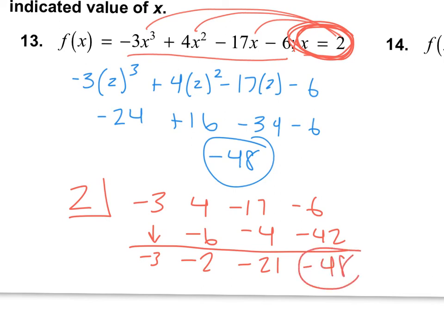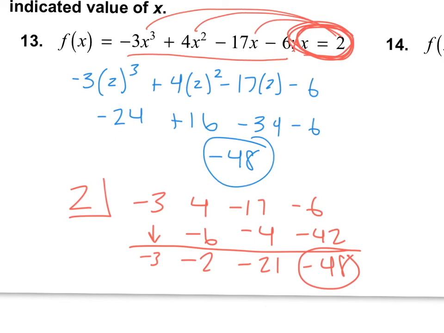Would you look at that? The remainder of my synthetic division is the same as the answer. And that is what is called the remainder theorem. The remainder theorem states that if you run synthetic division for evaluating, whatever you get as the remainder is actually the answer.